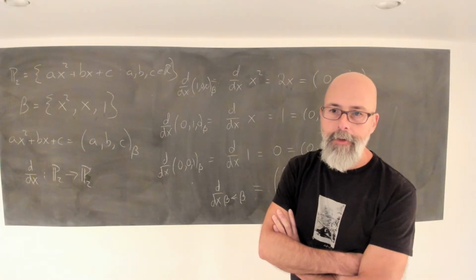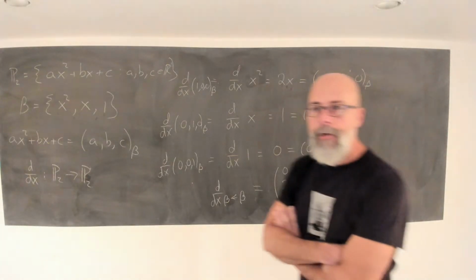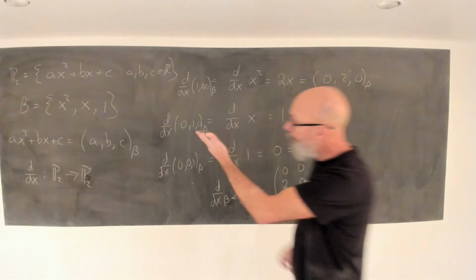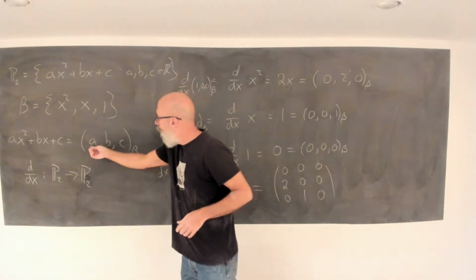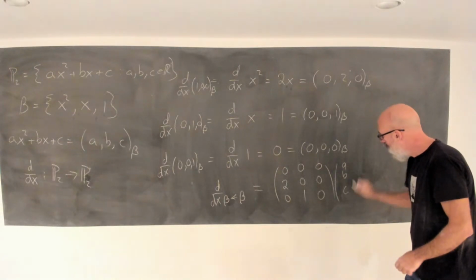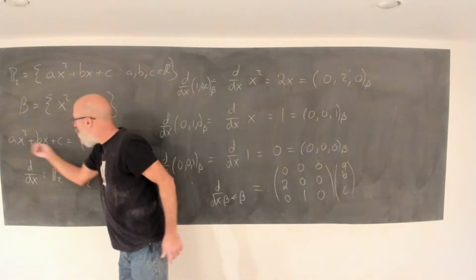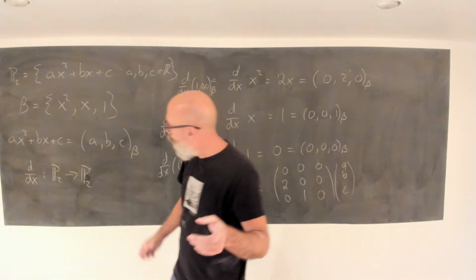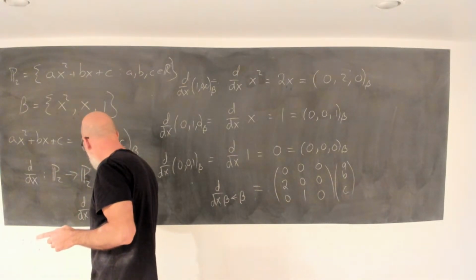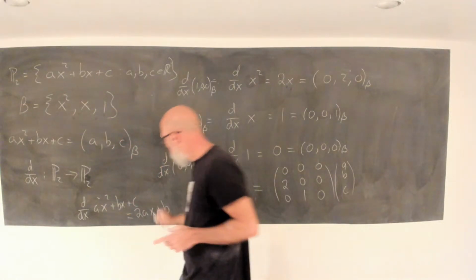Well, that's what I thought. I was generalizing to P2. Can we find a matrix representation for the derivative for all elements in P2? Well, all elements are going to have the form (a, b, c) now. So if you multiply this by (a, b, c), which is the derivative of ax squared plus bx plus c, you know the derivative is going to be 2ax plus b.